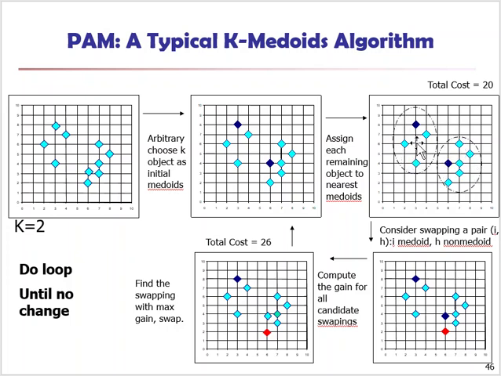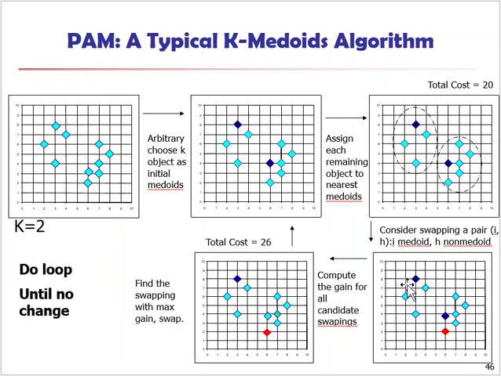But these two clusters may not be the best clusters, right? So we will start the swap process. The idea is to swap every pair of I and H that we can find in this data set.